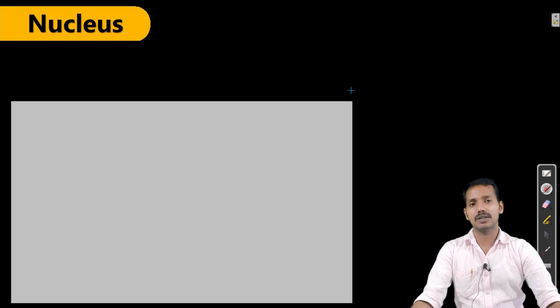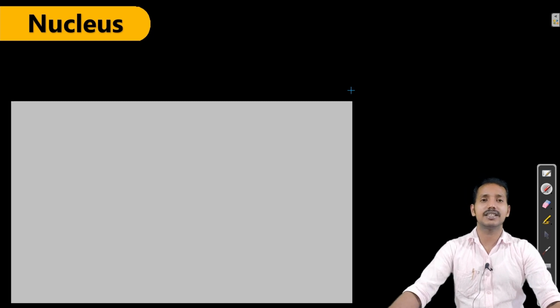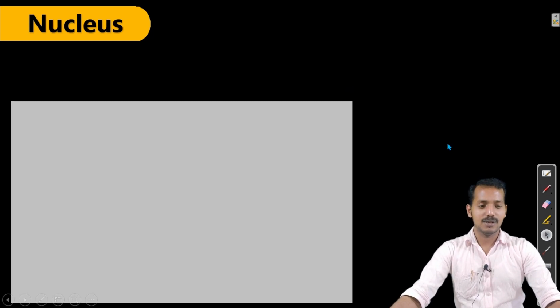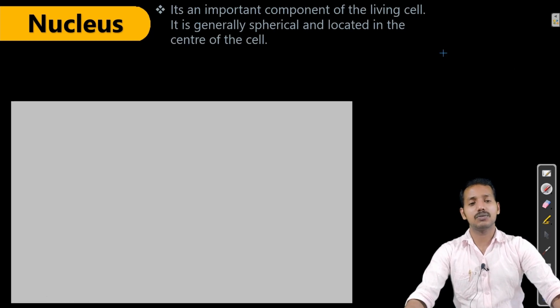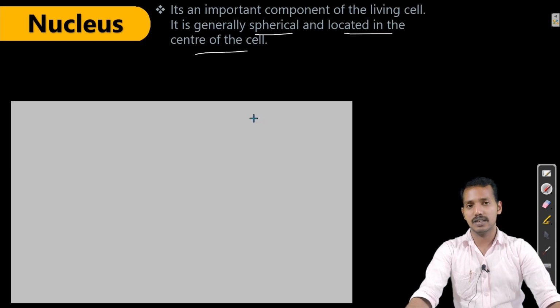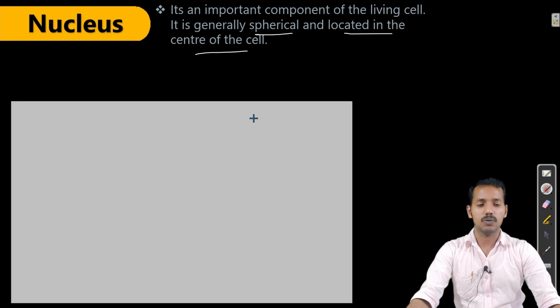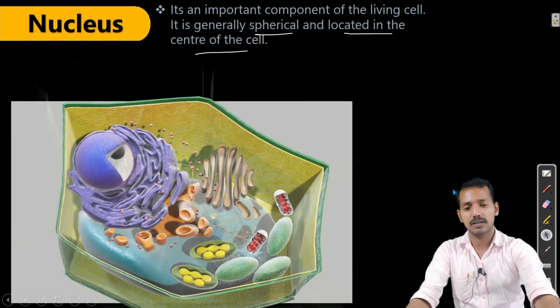The second important part is the nucleus. It's a controlling and coordinating part of the cell. So it is an important component of the living cell and it is generally spherical and located in the center of the cell. Not always, generally, not necessarily always. Let's see the structure of the nucleus.